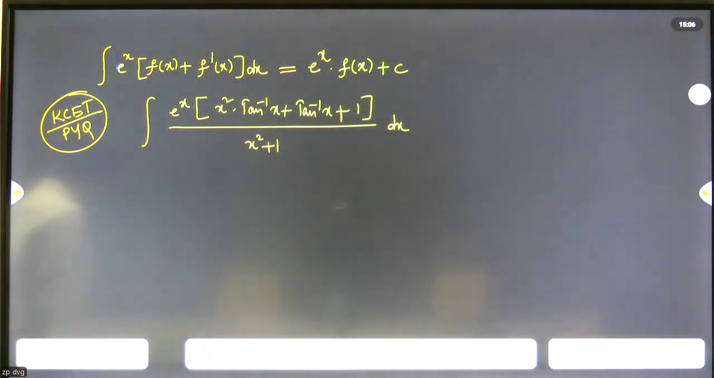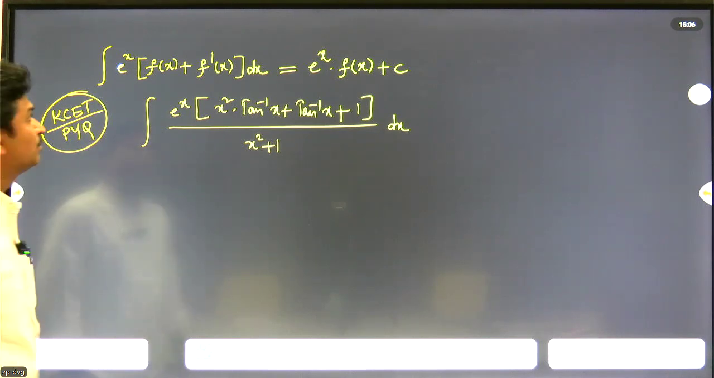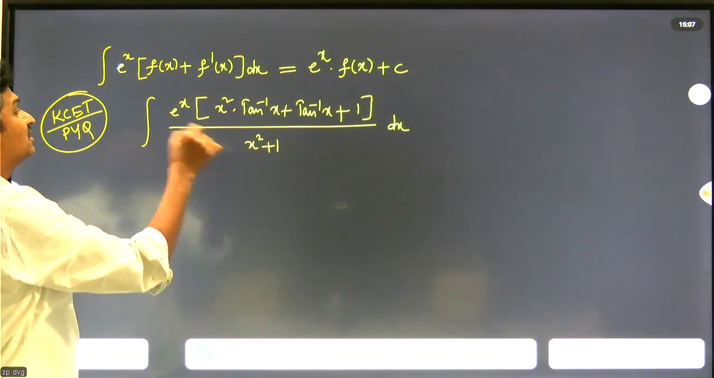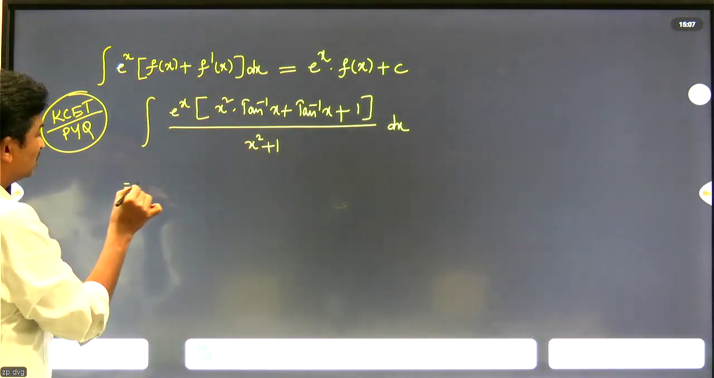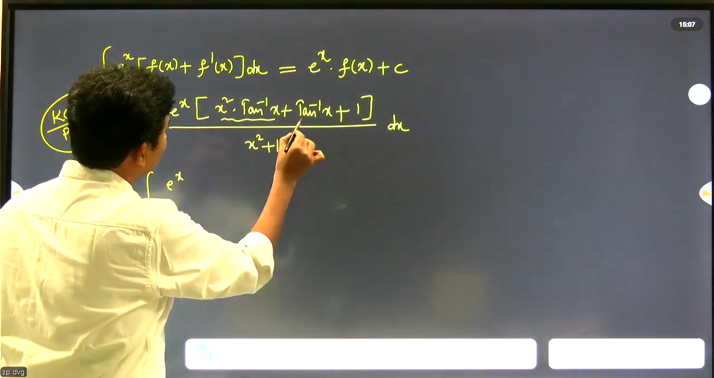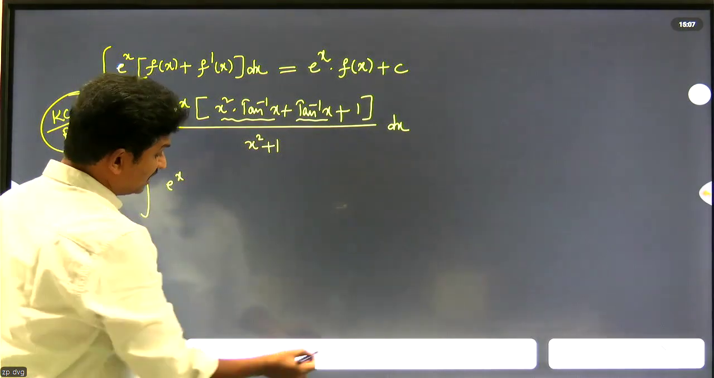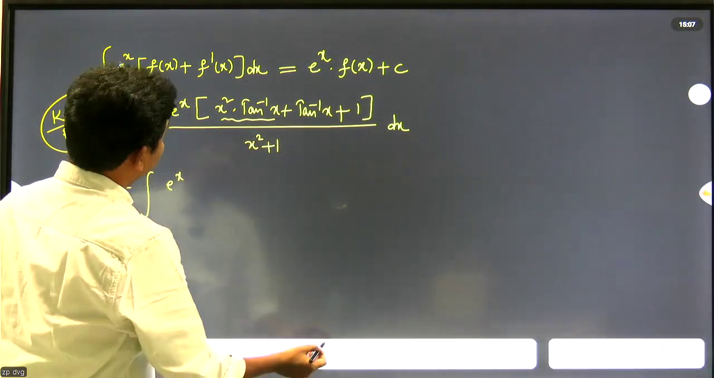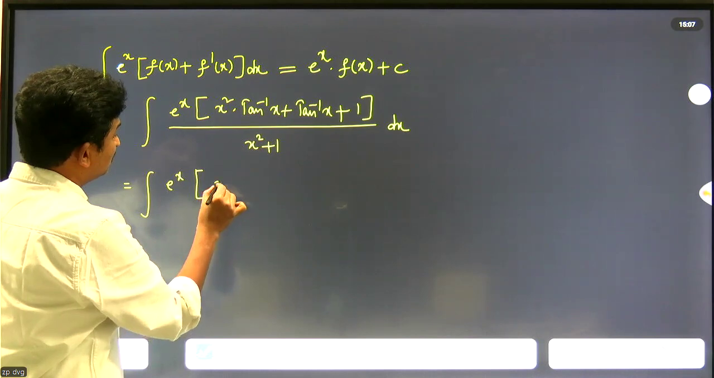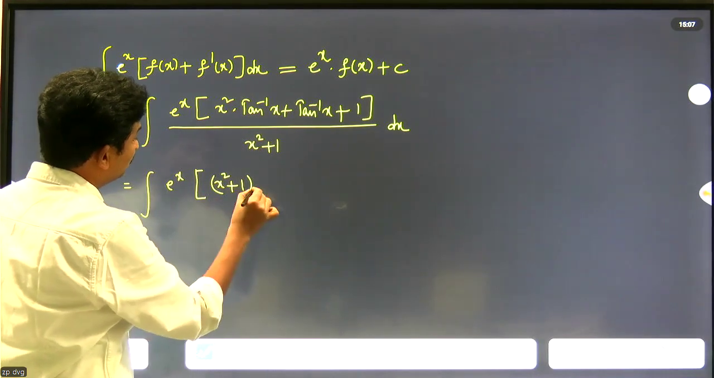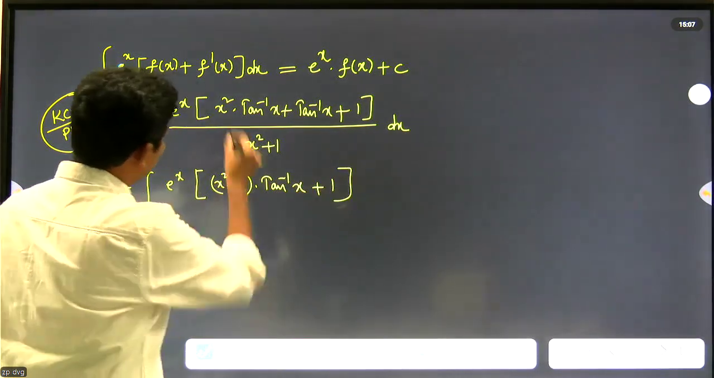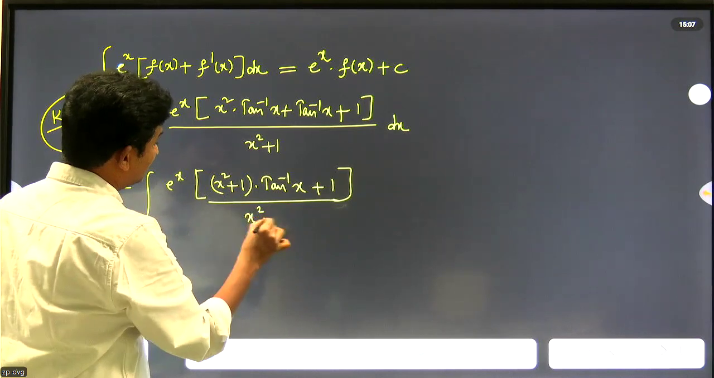By seeing this question, you will feel that this is a bit lengthy. But actually, this is not lengthy. See, whenever e power x into is there, you try to convert the problem into this formula form. What I'll do here: integral of e power x into, you observe these two terms. In these two terms, I can take tan inverse x common, right? If you take tan inverse x common, you will get x square plus 1 into tan inverse x, plus 1. This whole is divided by, na? That can be written like this. Divide by x square plus 1.